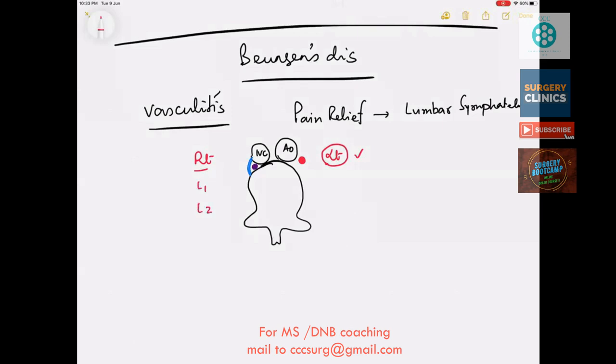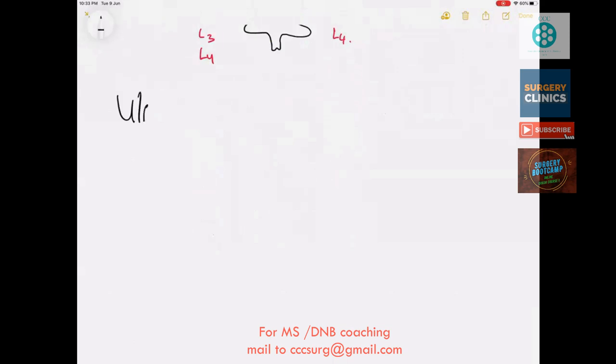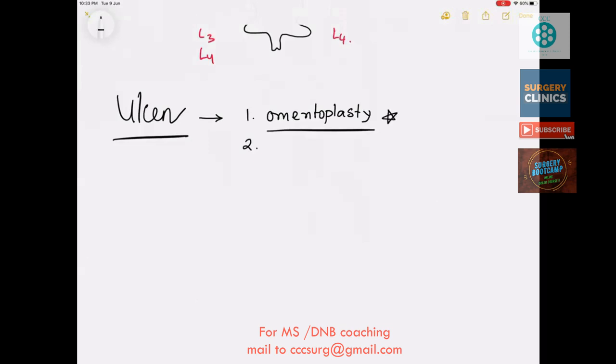On one side, you remove L1, L2, L3, L4 to preserve ejaculation. Okay, you do something called L2, L3, L4 on another side. People say that lumbar sympathectomy helps, but remember, it is only a temporary event. Other factors that help in ulcer healing will be, number one, something called omentoplasty. Okay, number two, there are other maneuvers like Ilizarov fixation with transverse, not longitudinal, distraction.